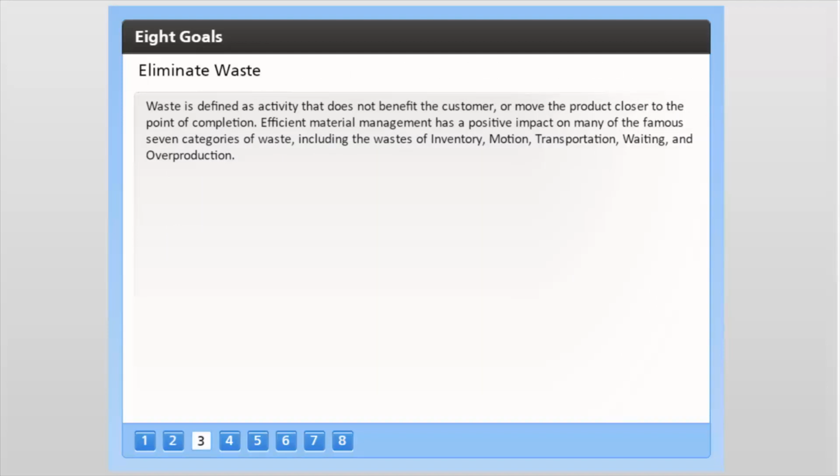Eliminate waste. Waste is defined as an activity that does not benefit the customer or move the product closer to the point of completion. Efficient material management has a positive impact on many of the famous 7 categories of waste, including the wastes of inventory, motion, transportation, waiting, and overproduction.